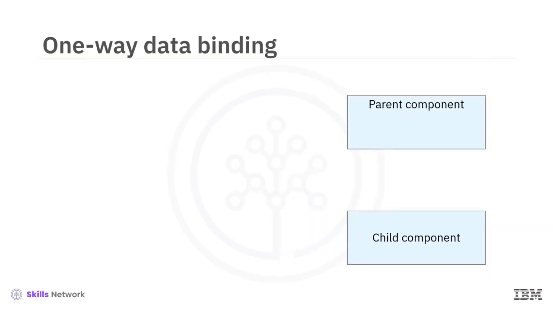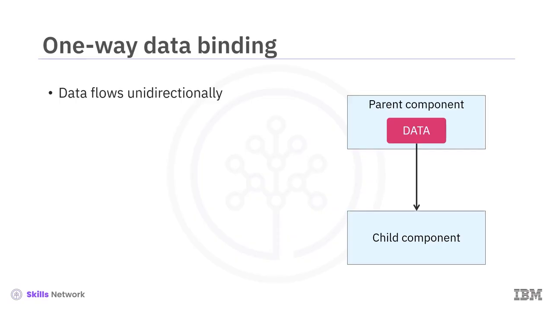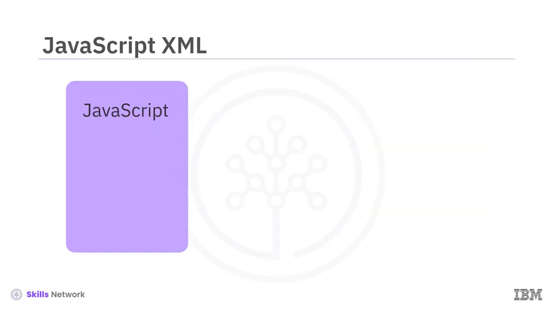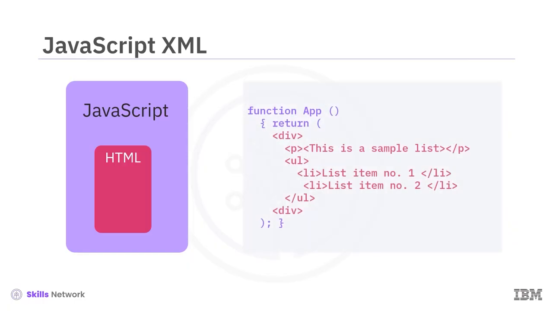Next, React implements one-way data binding, ensuring data flows unidirectionally from parent to child components. This approach simplifies data management, reducing the risk of bugs caused by an inconsistent state. React also utilizes JSX, JavaScript XML, a JavaScript syntax extension enabling HTML-like code within JavaScript. JSX makes creating and visualizing UI components easier, seamlessly integrating HTML and JavaScript.